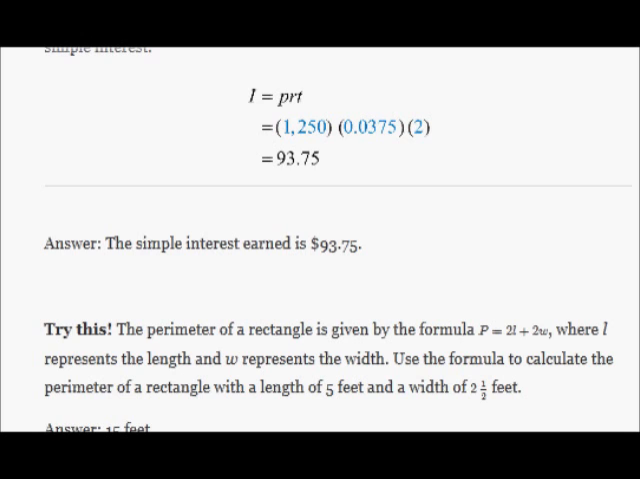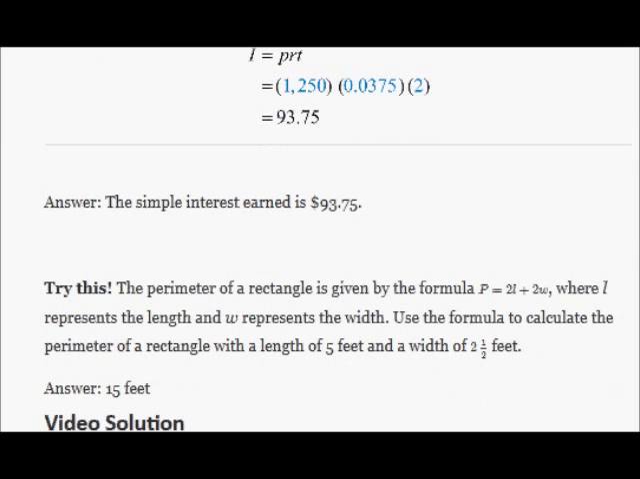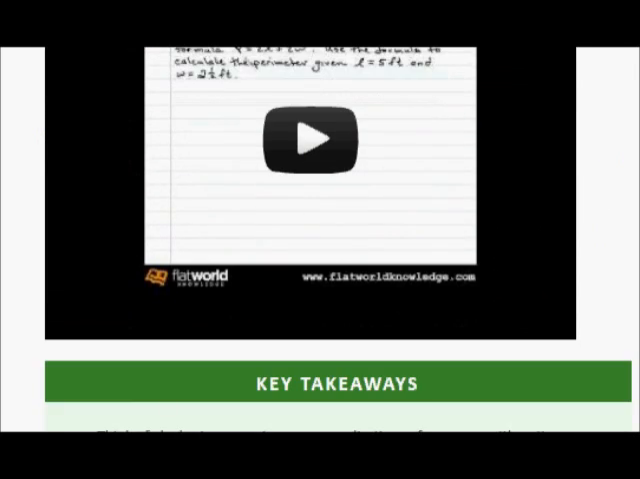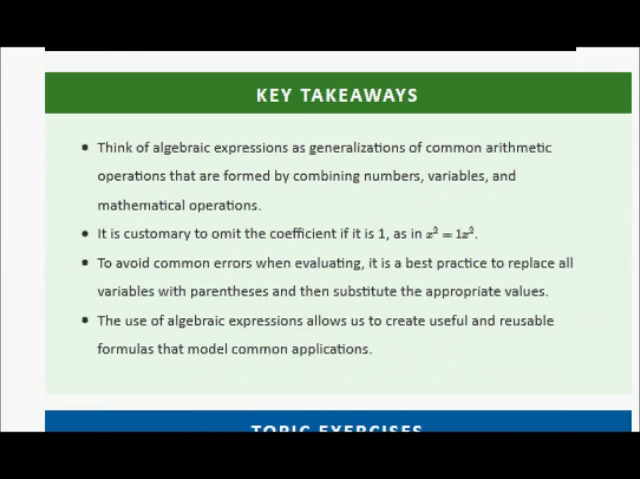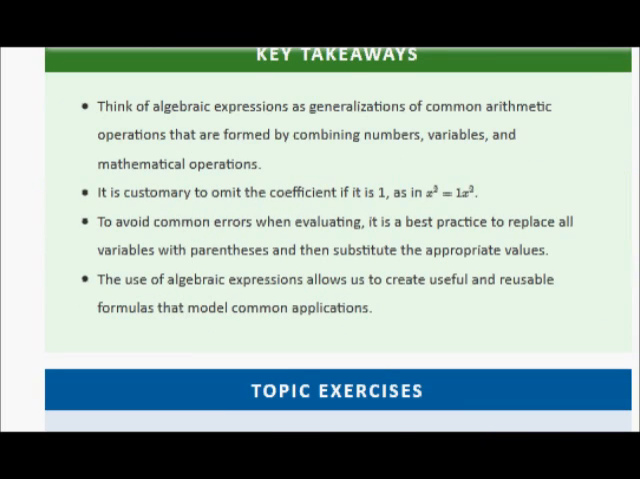Use the formula to calculate the perimeter of a rectangle with a length of 5 feet and a width of 2.5 feet. Well, if length is 5 feet, L is 5, so 2L is 10. If width is 2.5 feet, W is 2.5, 2W is 5. So 2L is 10, 2W is 5, 2L plus 2W is 15. So your answer is 15 feet. That's a perimeter.